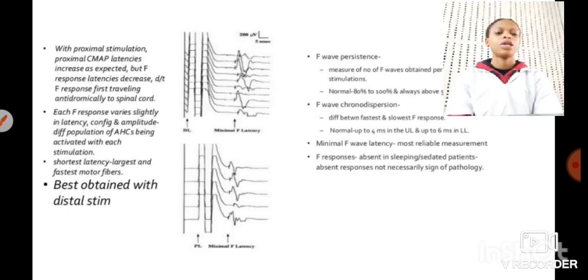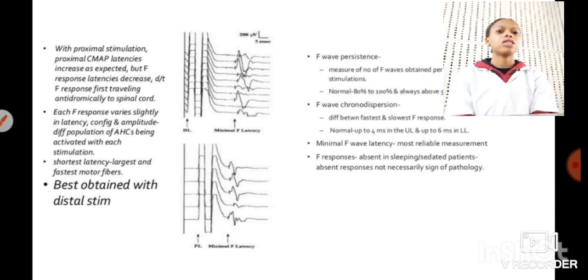We continue the procedure with distal stimulation. The M wave latency is relatively small compared to the F wave latency. And as we go to proximal stimulation, whenever there is proximal stimulation, the M wave latency increases, and the F wave latency too. Now let's take a look at the measurements that are obtained in F wave. The F wave measurements include latency, persistence, and chronodispersion.